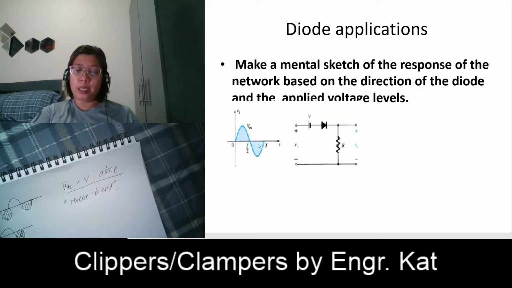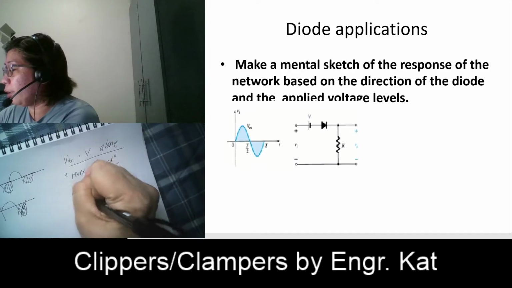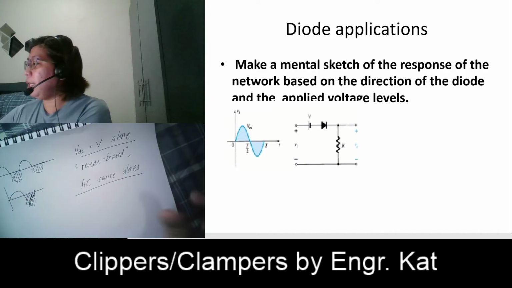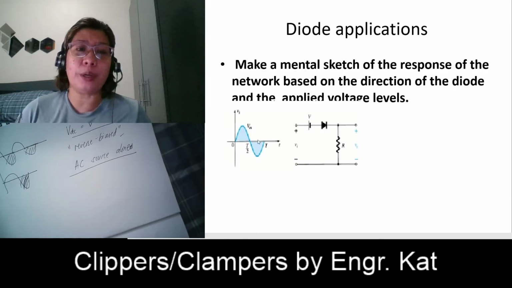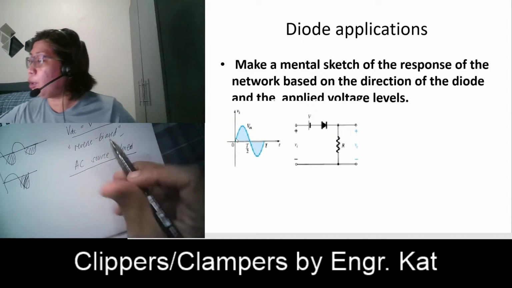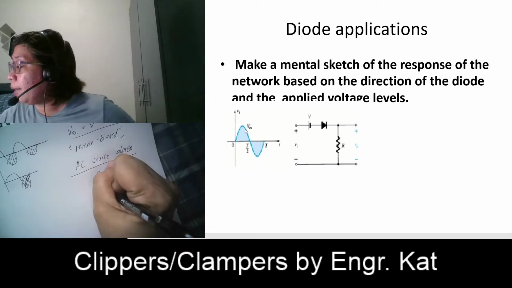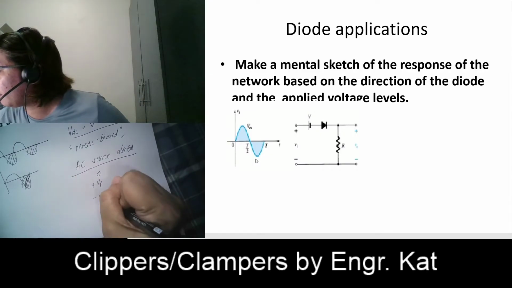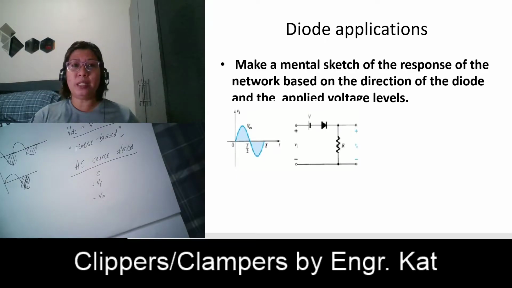Let us consider the AC source. So for example, let us neglect first your V here. Considering the AC source alone, we have three conditions for the AC source. What are your conditions? When your AC is 0, when your AC is positive peak, and when your AC is negative peak. What happens when we have these three conditions?